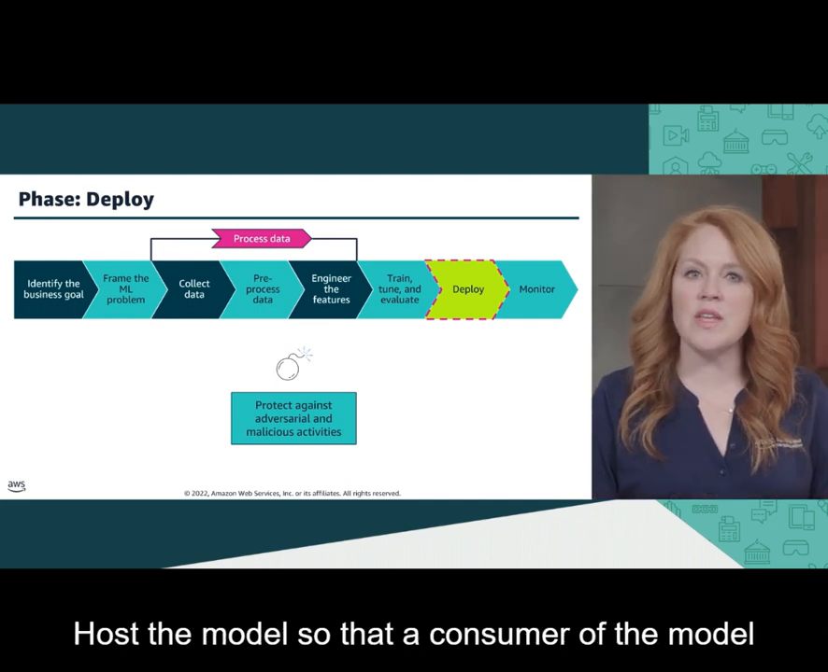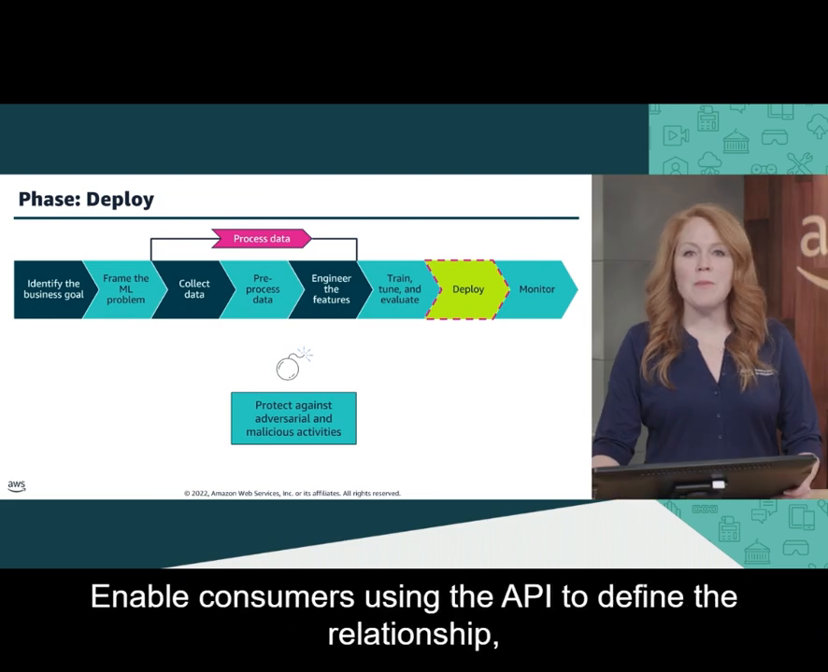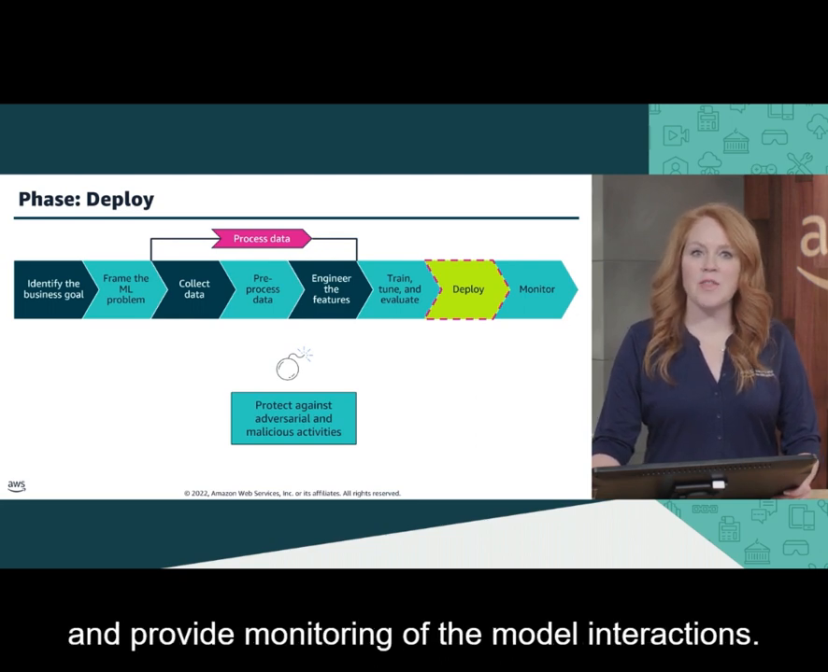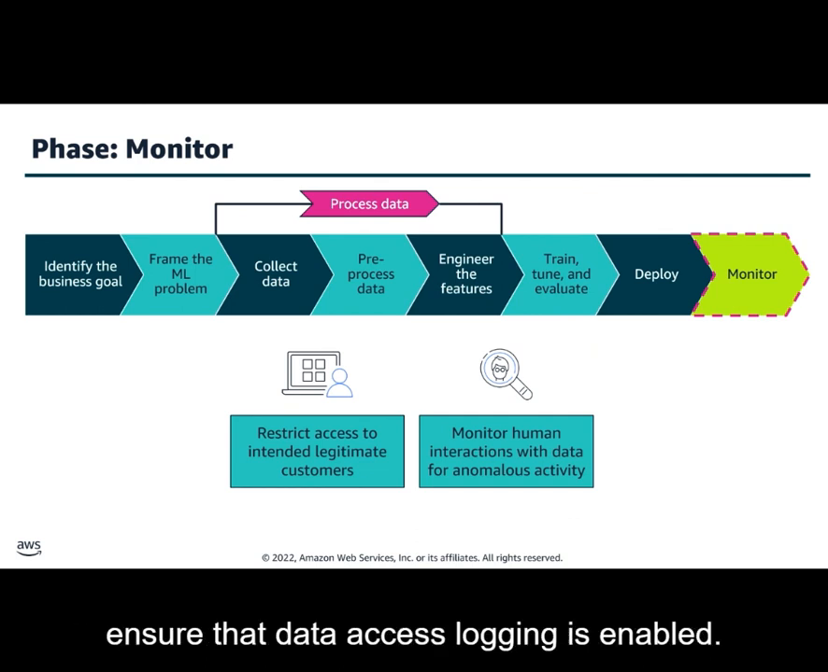Host the model so that a consumer of the model can perform inference against it securely. Enable consumers using the API to define the relationship, restrict access to the base model, and provide monitoring of the model interactions. During the monitor phase, ensure that data access logging is enabled.